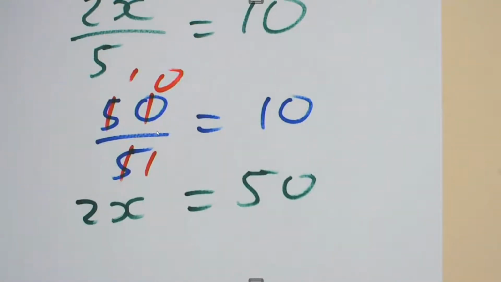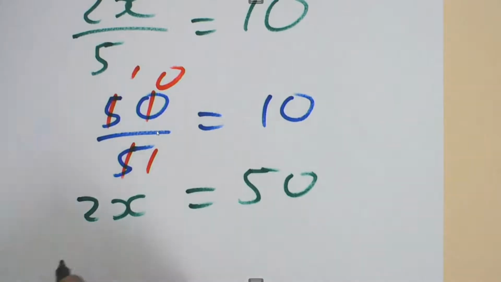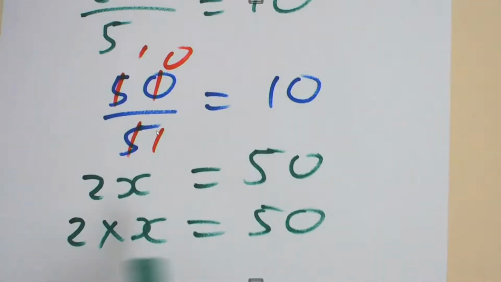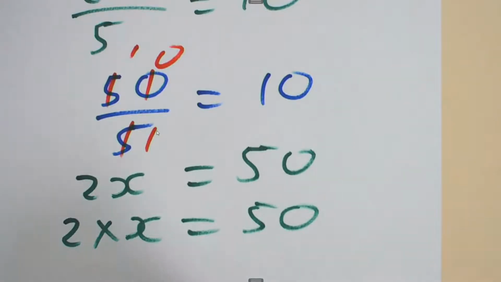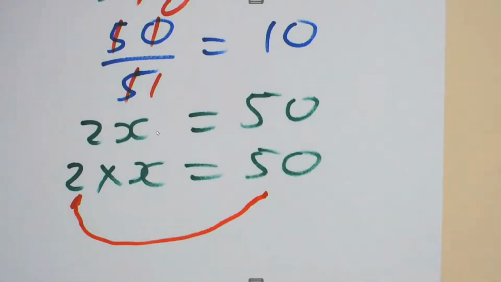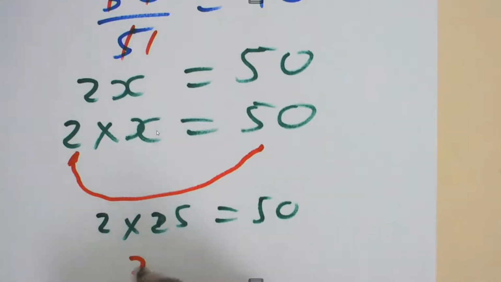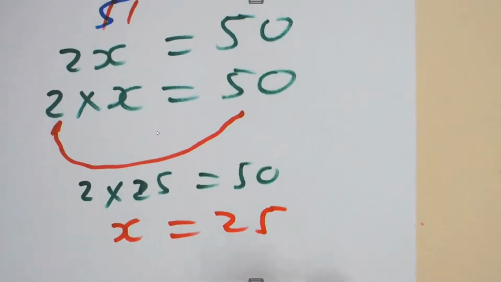But remember the question was saying solve for x. In other words, what are you going to multiply 2 with to get 50? Remember, 2x means 2 multiplied by x. Don't forget that. And we all agree you are going to multiply 2 with 25 to get 50. And look at that relationship. In other words, you agree that x is equal to 25.